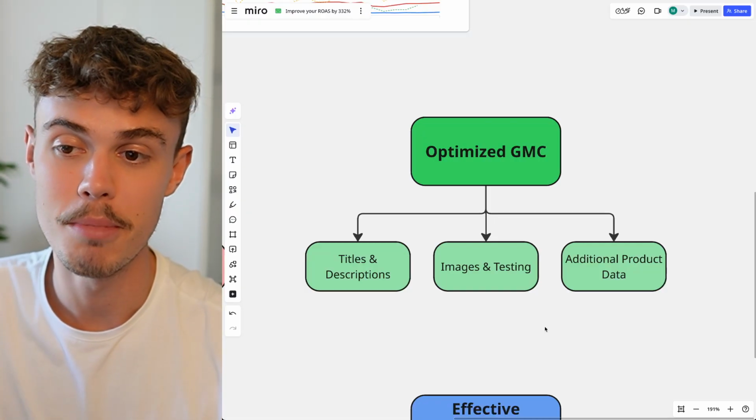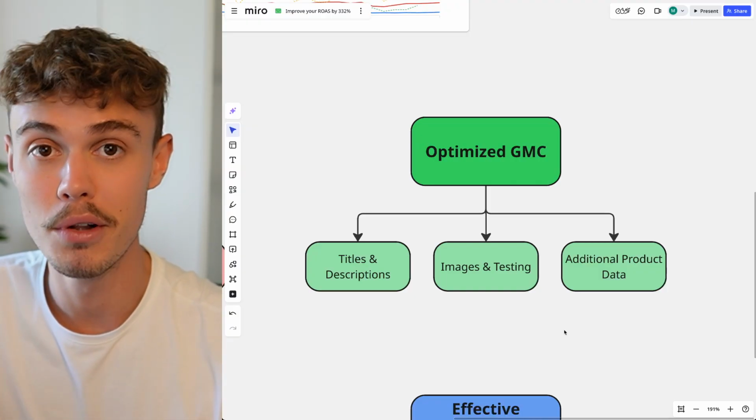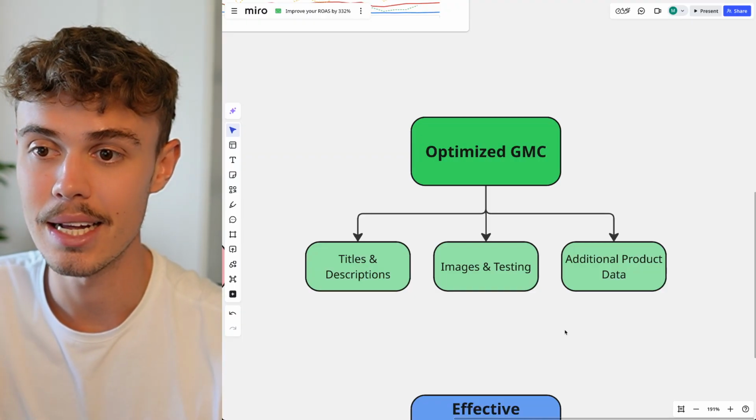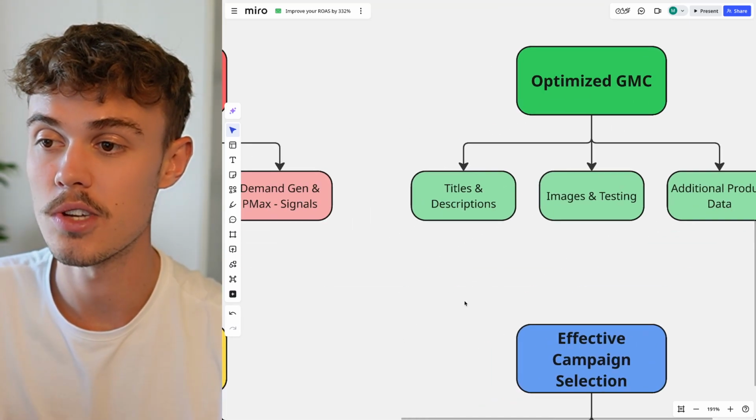I know it all sounds a bit crazy, but genuinely Google really appreciates when you give them more data to work with. And if you fully fill out all of the additional product data in your Merchant Center, you have a much higher chance of getting clicks and getting conversions. So make sure you complete everything that you can in your Merchant Center.